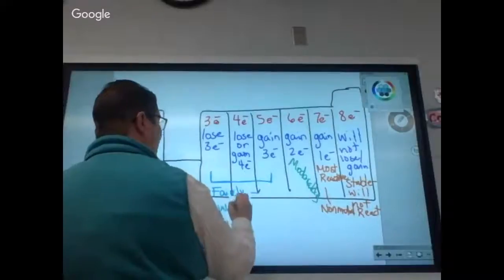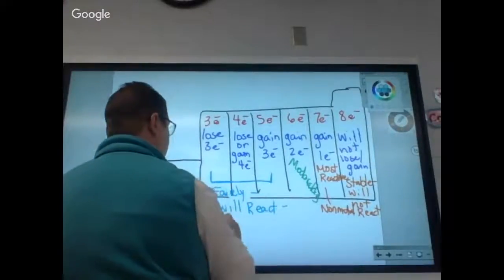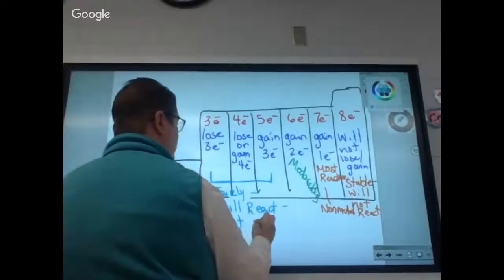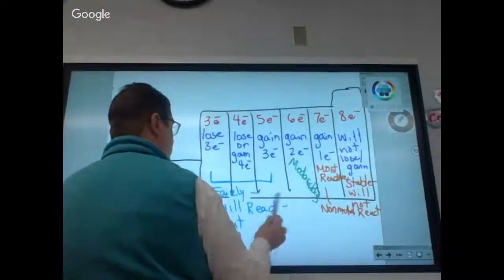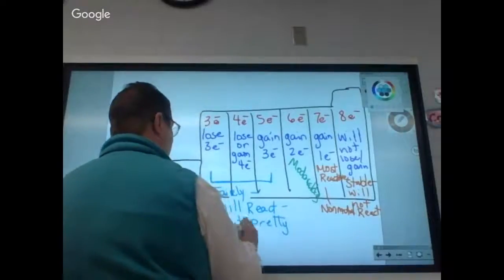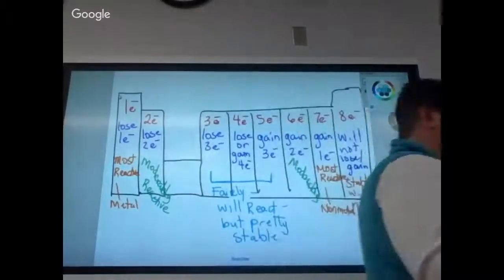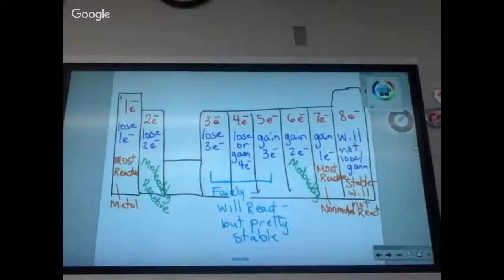They will react, but they're pretty stable. So, nitrogen gas is in this crowd. If you know any people who smoke, 78% of the air that we're all exposed to is nitrogen gas. Do we have to worry about the people who smoke blowing up the air that we're around?